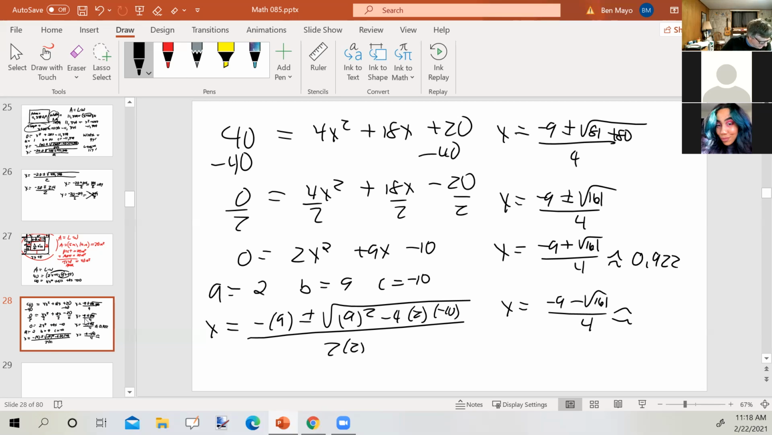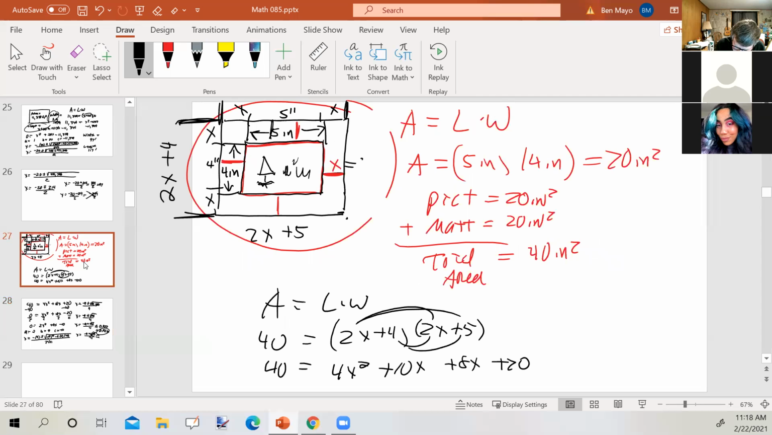0.922. It said to the nearest hundredth, so that would be 0.92 inches. Well, negative 9 minus the square root of 161 is going to be negative, isn't it? So that one's not going to work. So 0.92 inches. So back here, X is 0.92 inches. So that matting that goes around the picture of the frame is approximately 0.92 inches all the way around. Okay.